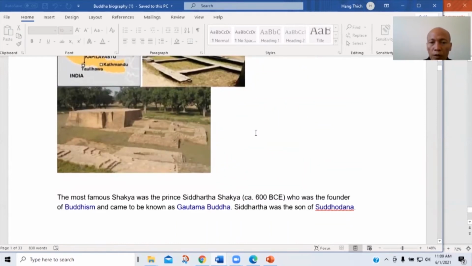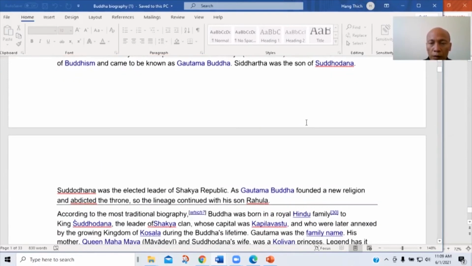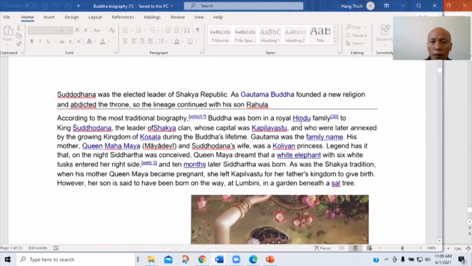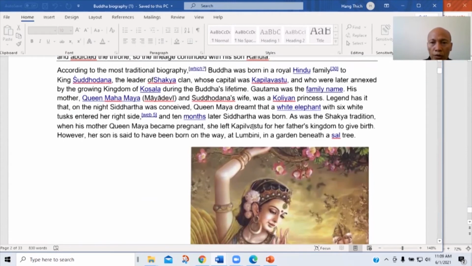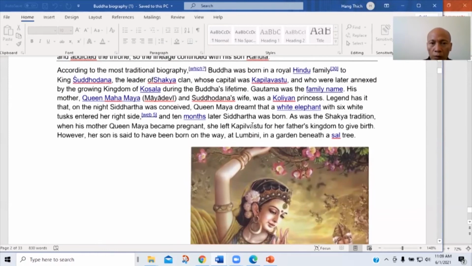The Buddha was born into these Shakyan clans, and his prince name was Siddhartha. Of course he was the founder of Buddhism, later known as Gautama Buddha. He was the son of Suddhodana, who was elected as the leader of the Shakyan Republic. According to most traditions, Buddha was born into that royal family, and he was the son of Queen Maya, who was a Koliyan princess.